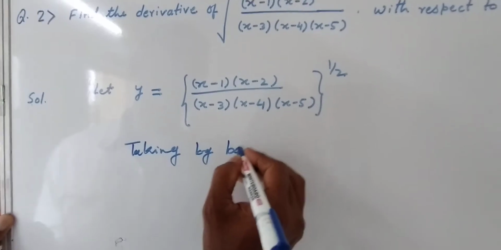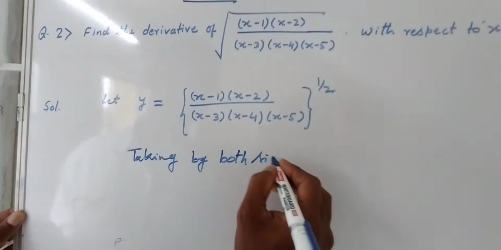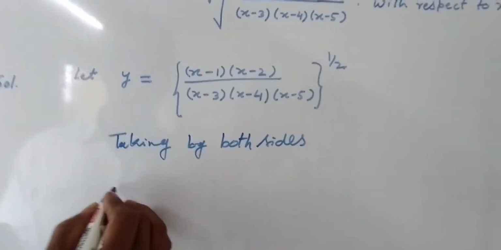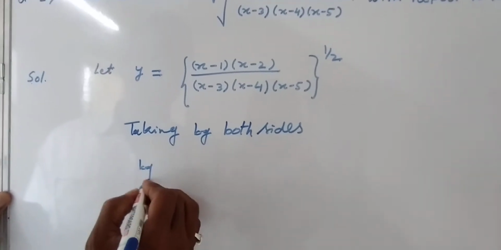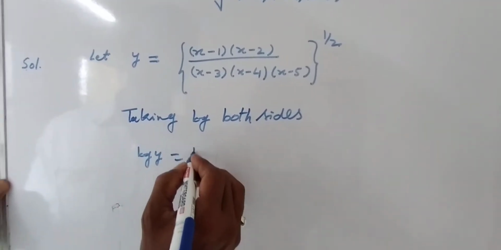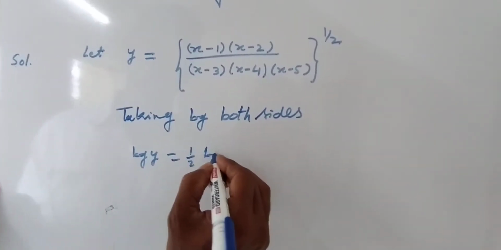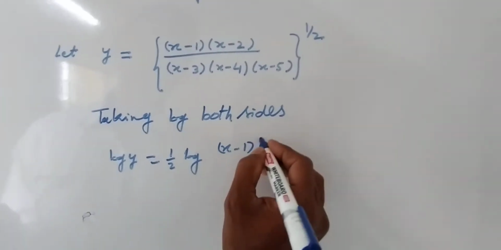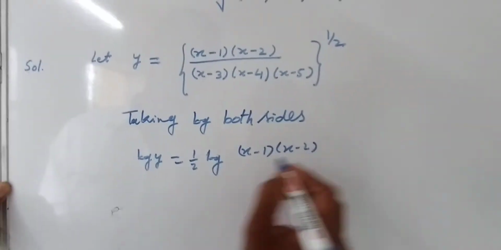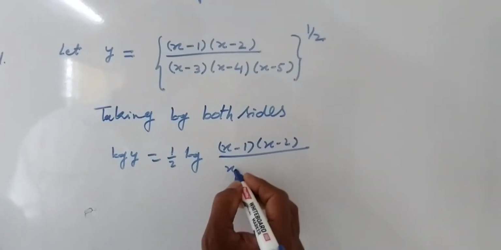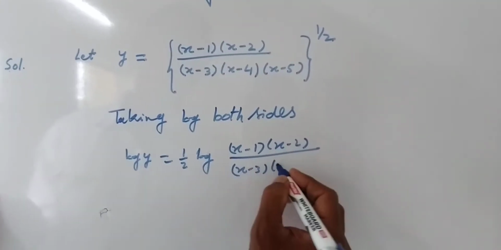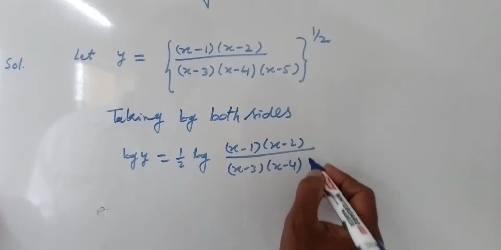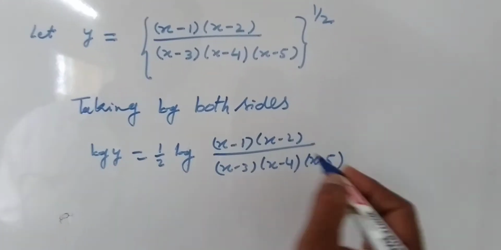log both sides, log y equal to 1 by 2 log of x minus 1, x minus 2, x minus 3, x minus 4, x minus 5.